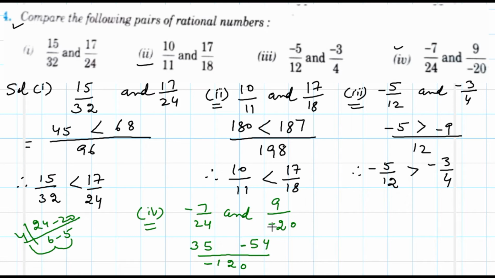So this would be minus, it would also become plus. So minus minus plus, right? When I am going to divide this by this, minus 9 times 6 is 54. So this one is greater. So therefore minus 7 upon 24 is less than 9 upon minus 20. So this was your question number 4th. Now we will move on to the next.